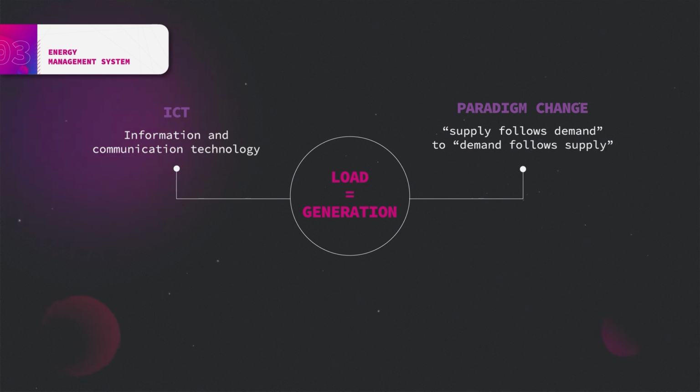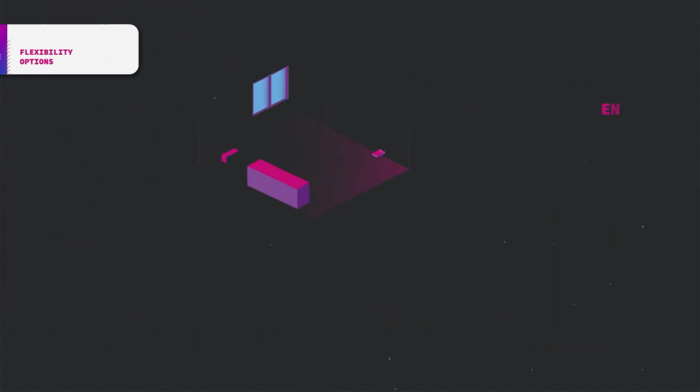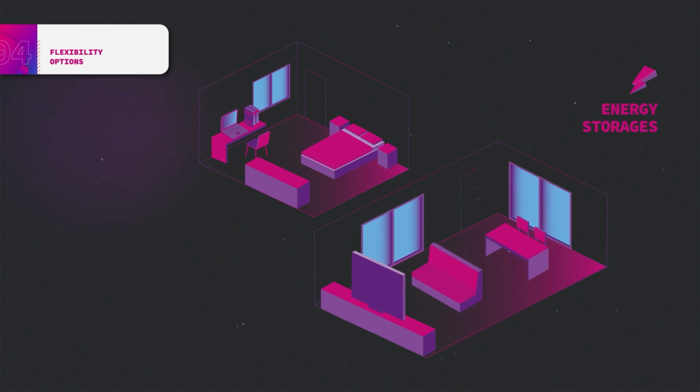Previously, conventional power plants adjusted their output according to the load. With fluctuating renewable sources, flexibility options on the demand and load side are necessary. Small-scale flexibility options start at household level. Energy storages can capture energy at a certain time, keep it, return it at a later time, and therefore help to secure the equilibrium between load and generation.